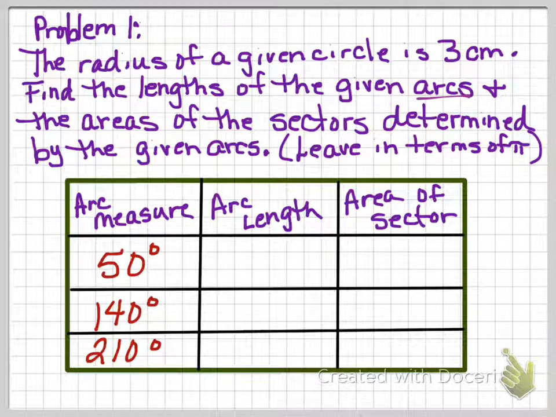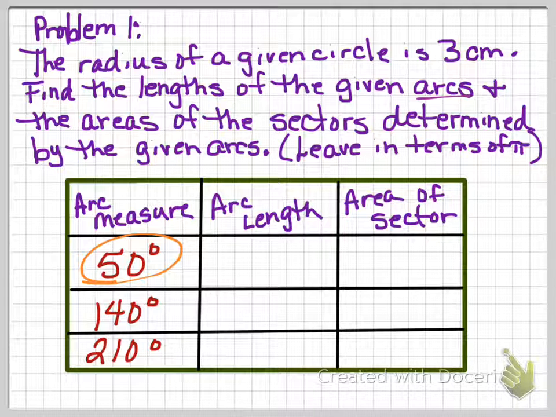All right, so let's take a look at this problem that we have. The radius of a given circle is 3 centimeters. Find the lengths of the given arcs and the areas of the sectors determined by the given arcs. We're going to leave this all in terms of pi. For the first one, our arc measure is 50 degrees, so we want to find our arc length.